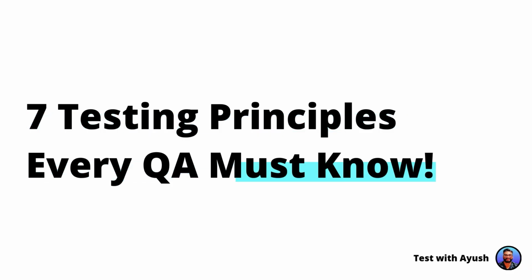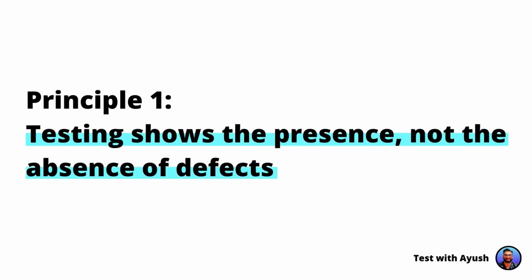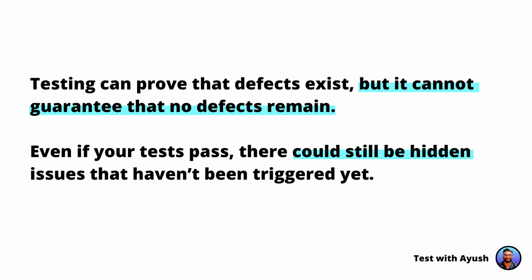Let's dive right in. Principle 1: Testing shows the presence, not the absence of defects. So, testing can prove that defects exist, but it cannot guarantee that no defects are remaining. Even if your tests pass, there could still be hidden defects and issues that haven't been triggered yet.